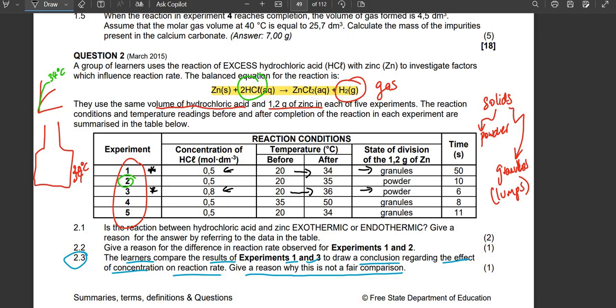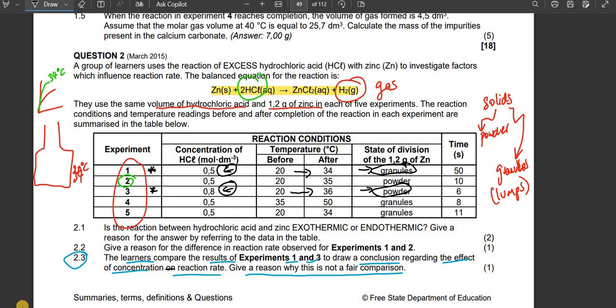Why is this not a fair comparison? Think about it. Why is it not fair to compare those two experiments? It is an unfair comparison because they changed so many factors. They changed concentration, they changed the state of division. They used granules and then here they used powder. If you do that, you are messing up your head now. You won't know what really affected the rate.